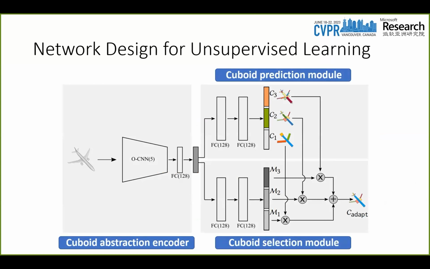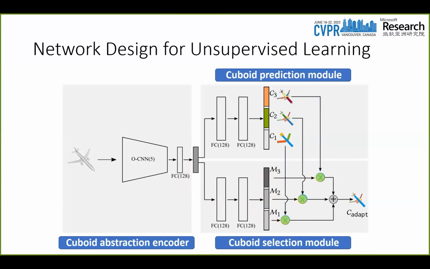It consists of three components. Given an input 3D shape, we use a shape encoder network to get a latent code. Then, the cuboid prediction module decodes the latent code to three levels of the cuboid abstraction with a hierarchy structure. Next, the cuboid selection module predicts three levels of selection masks represented by binary signals. Using selection masks, a set of cuboids are picked from the hierarchy to form the adaptive cuboid abstraction.